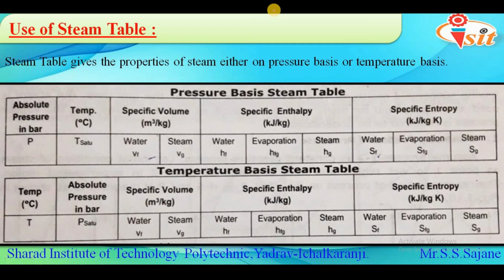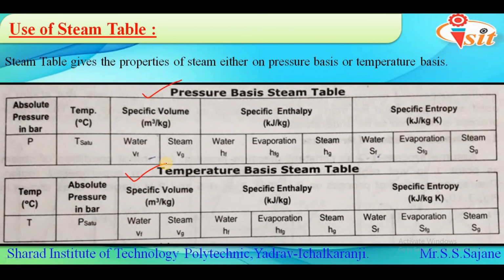But before going to the actual steam table, we should know what the contents of this steam table are. You can see here there are two types of steam table. One is the pressure basis steam table, and the other is the temperature basis steam table. If we look at the contents, whether for the pressure based or the temperature based steam table, the contents are not different.